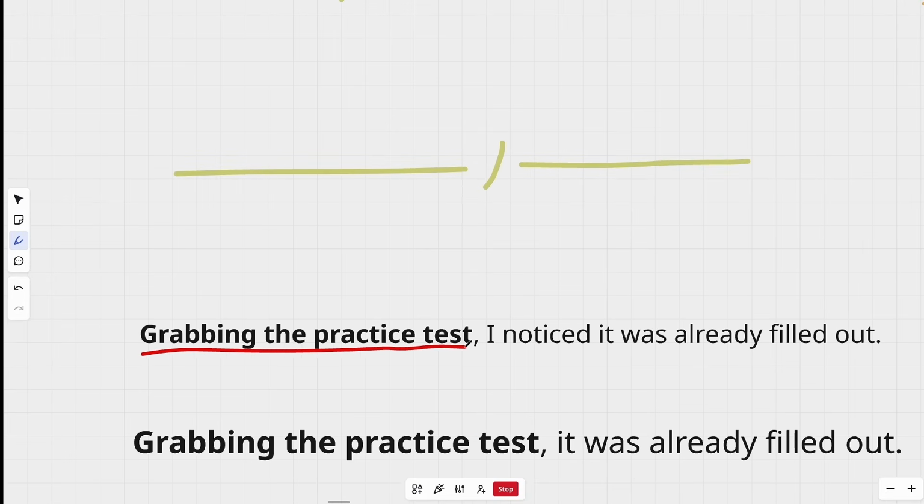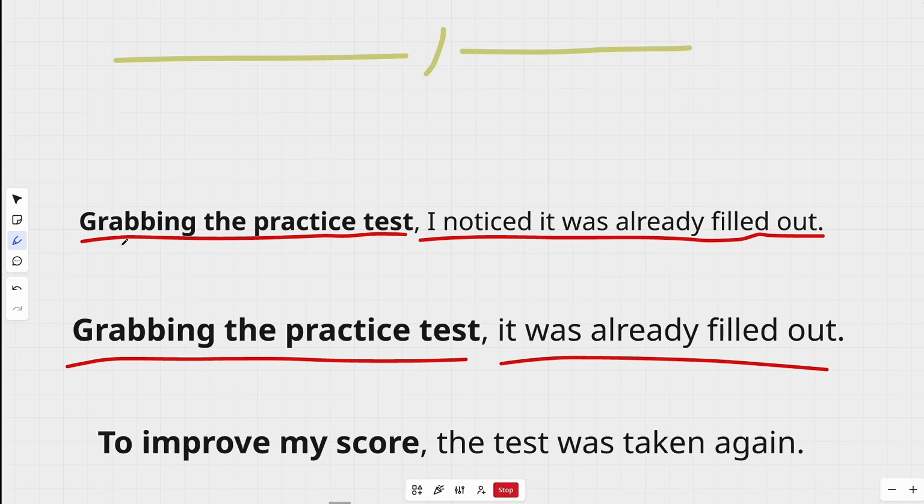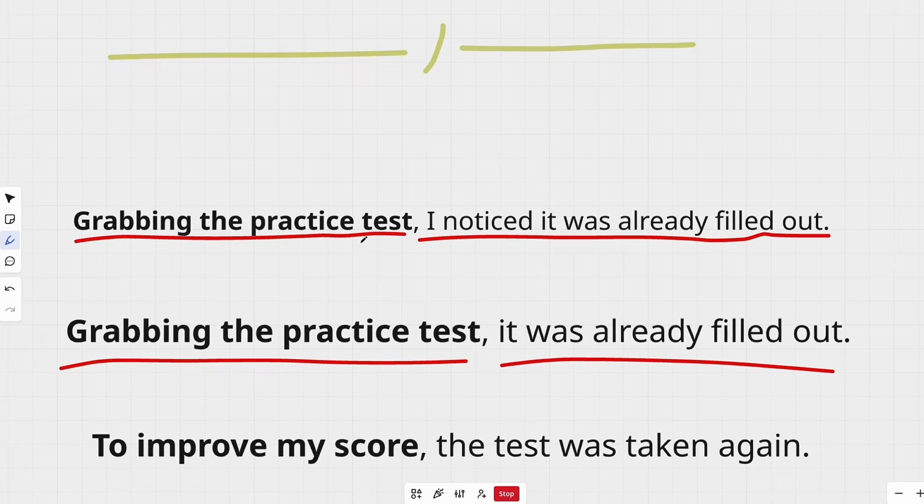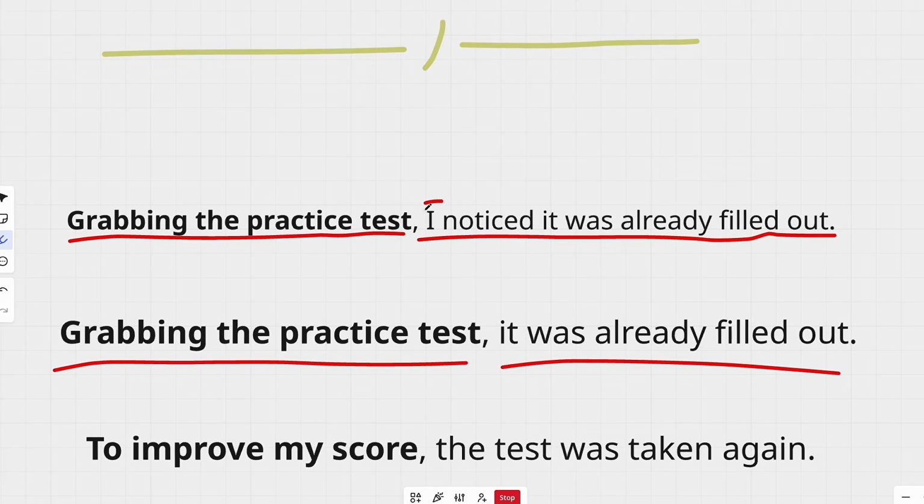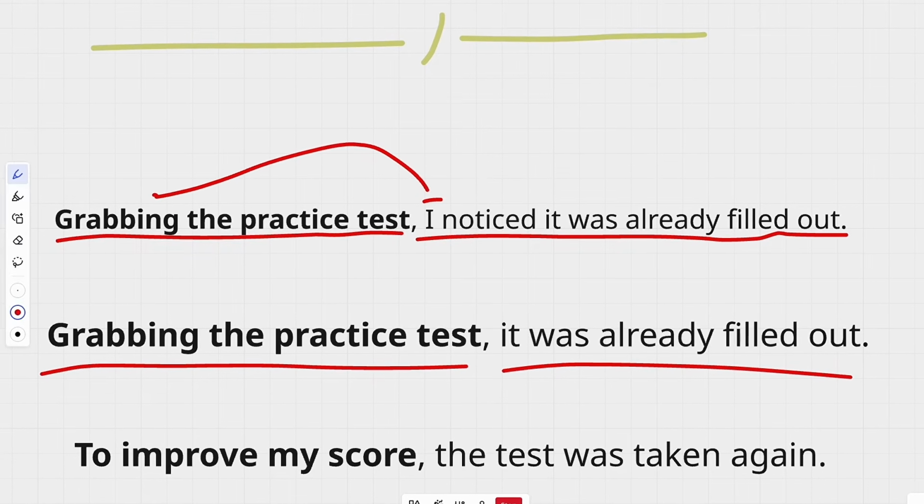Modifiers. "Grabbing the practice test, I noticed it was already filled out" versus "Grabbing the practice test, it was already filled out." Think about this: grabbing the practice test. What was grabbing the practice test? I was grabbing the practice test. So as a result, this is the correct one, essentially, the one up here.